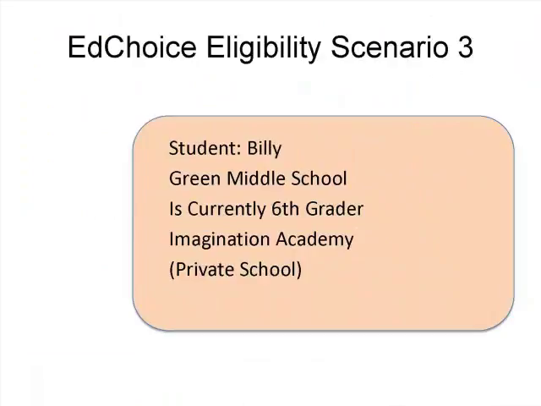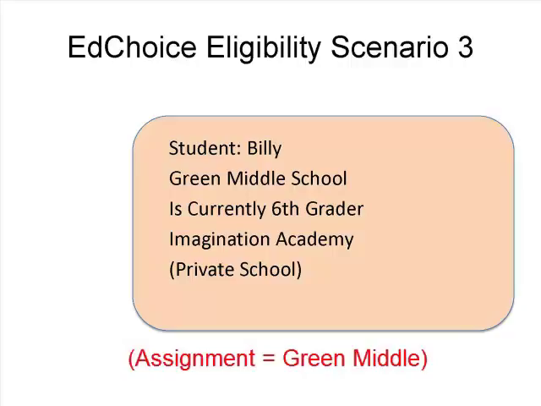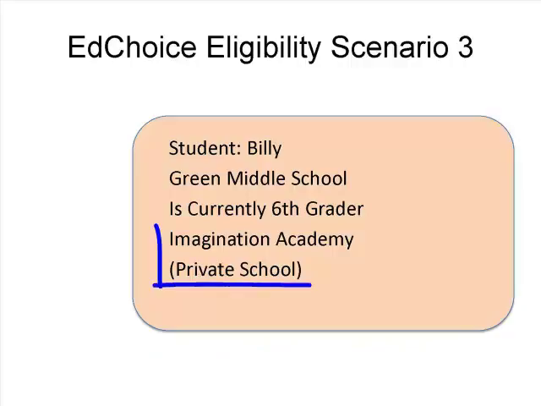Now let's consider Ann's older brother, Billy, currently a 6th grader. We know that Billy's public assignment school for both this year and next year would be Green Middle, an EdChoice eligible listed building. However, Billy is currently attending Imagination Academy, a private school. Would Billy be eligible using the same process as his sister?